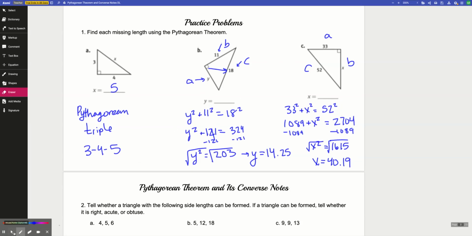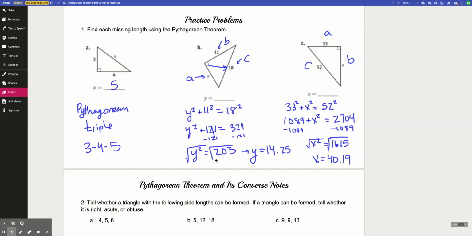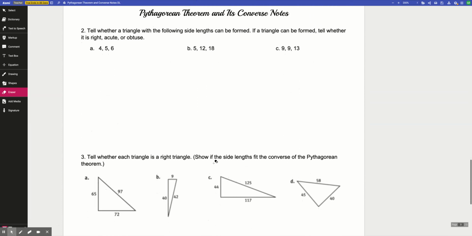All right, so let's take a look at some converse problems now. Okay, and I'm actually not going to do part A because I use the exact same set of numbers in the notes video. So that would just be me repeating a problem. But I will definitely show you this one, B here, and then I'll have you try C on your own. All right, so let's give this a try here.